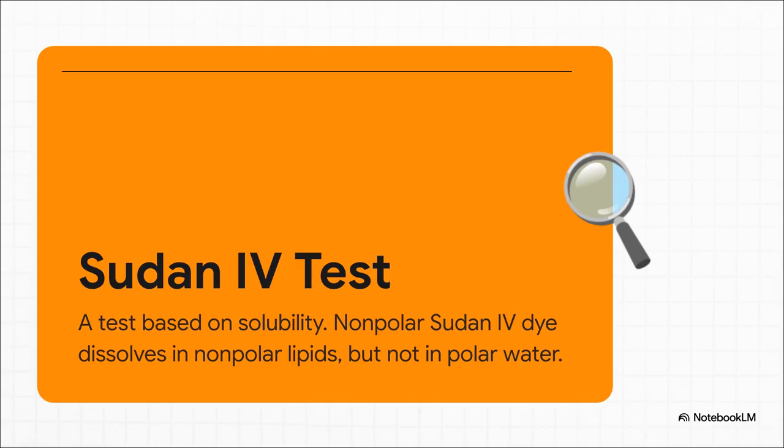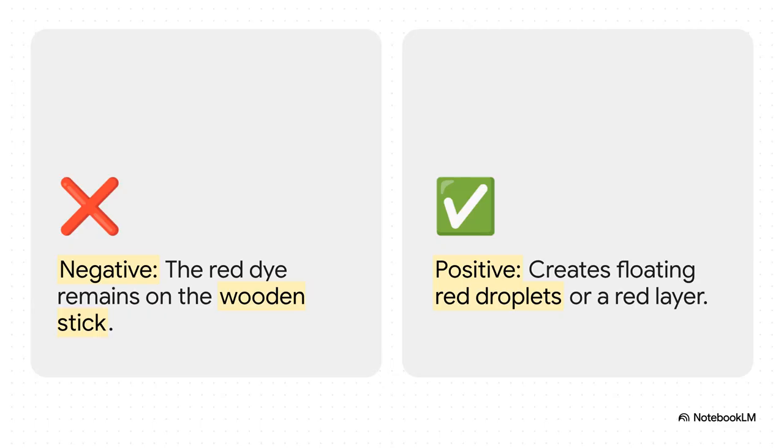So the dye will happily mix in with any lipids, but it wants absolutely nothing to do with the water. And this gives us a really unique result to look for. In a negative test, that red dye just kind of sits on the wooden stick, not mixing with the water at all. But if there are lipids present, the dye will leave the stick and dissolve into the oil.